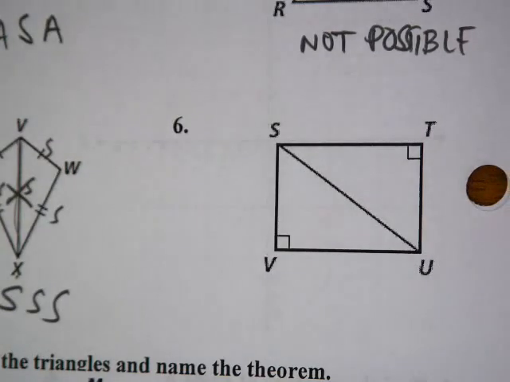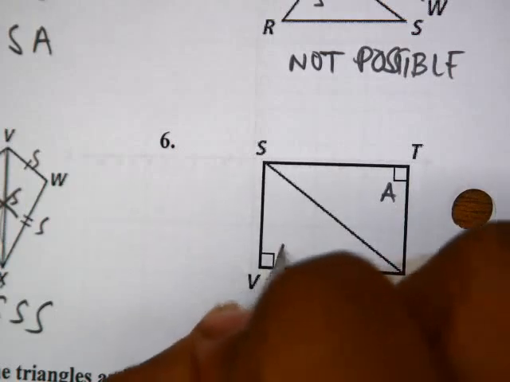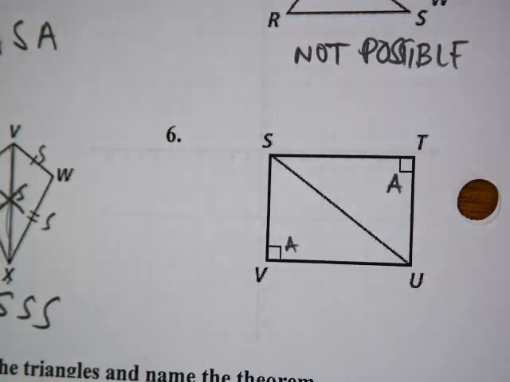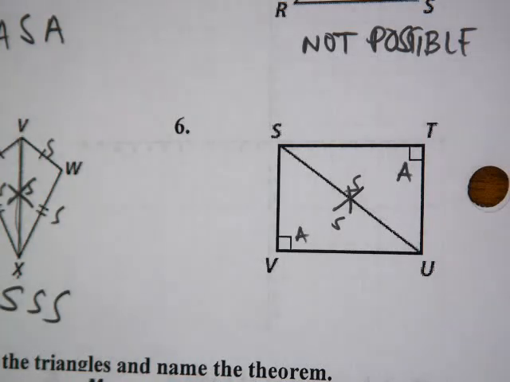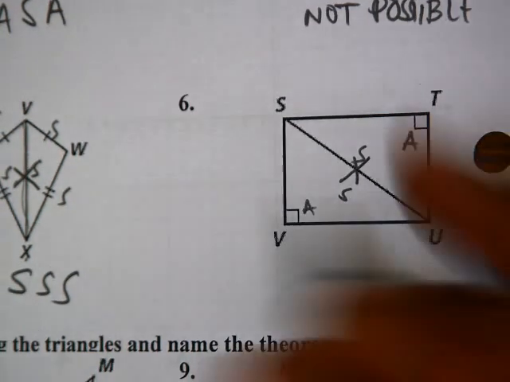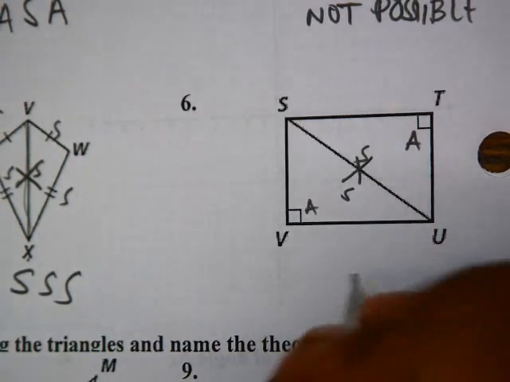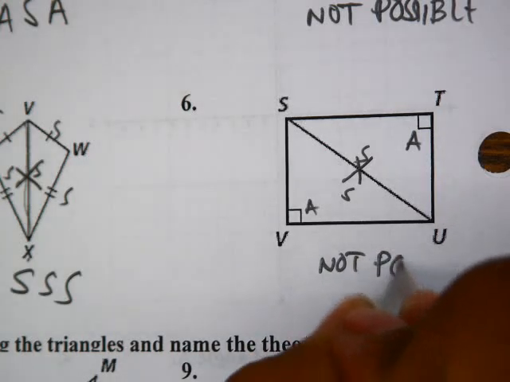6. These angles are the same. This side is the same, but that's all I have. I don't have anything extra there. I don't have another side, I don't have another angle. So this is going to be not possible, because there's not enough information there.